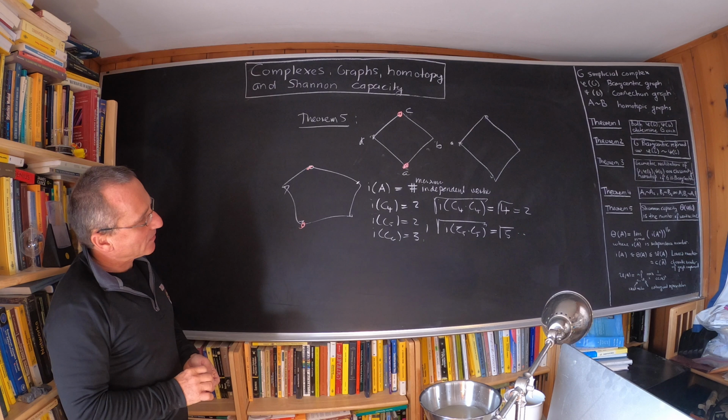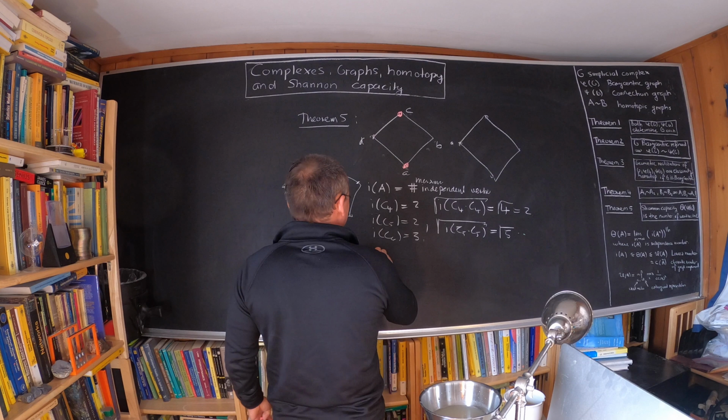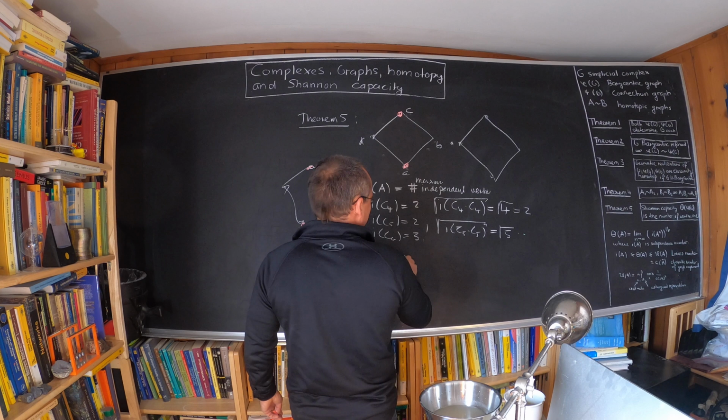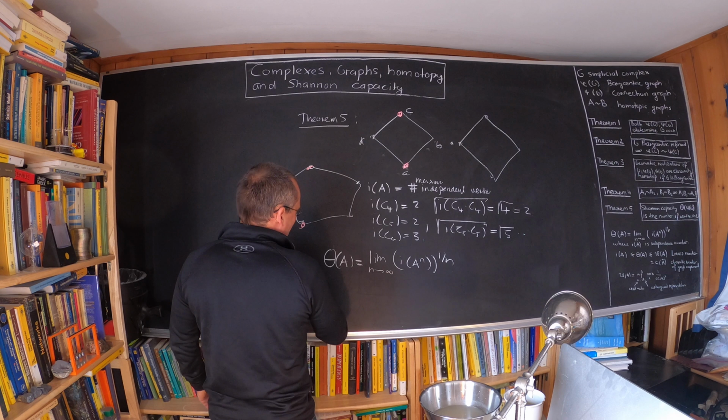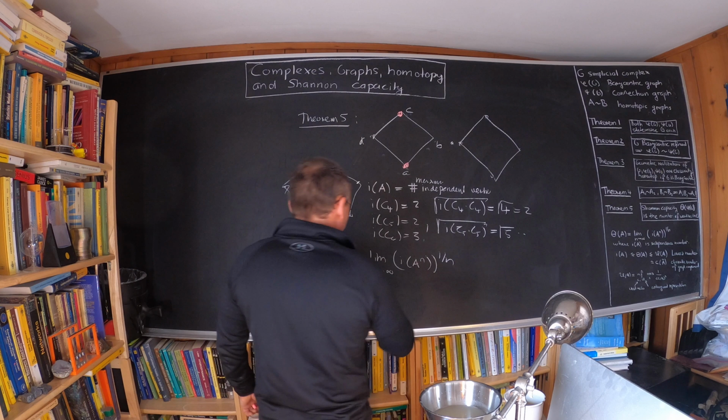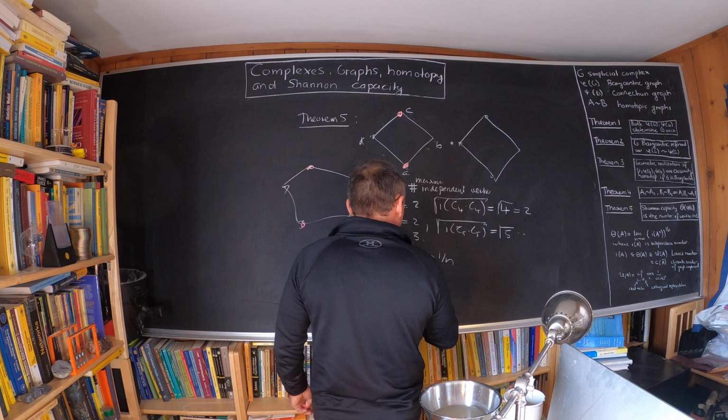Shannon was interested in what happens when you take the product of many of these things. If you take the limit, this is actually a limit because it's a supremum of I of A to the n, to the 1 over n. This is today called theta of A. Shannon looked at the logarithm of theta of A, which is more natural if you look at entropy. If you know how entropy is defined, especially in dynamical systems, 1 over n times the log of I of A to the n.